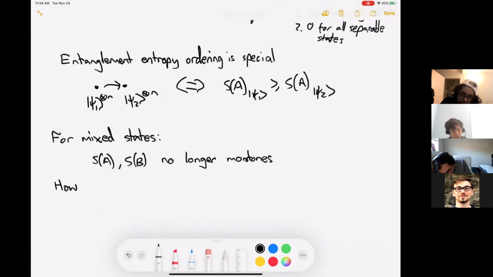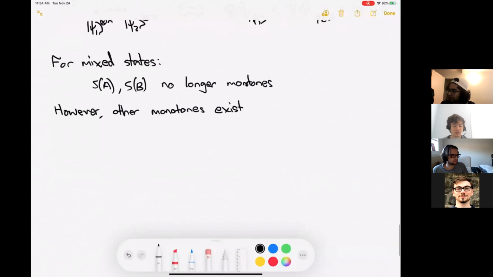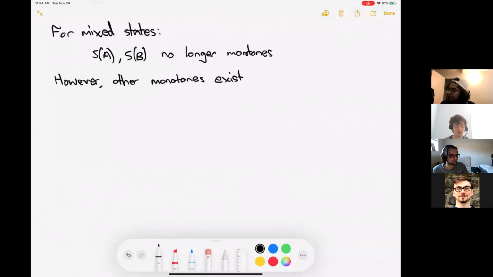However, nicely enough, it turns out that there are other quantities that are still monotones for mixed states. Several of them actually agree with the entanglement entropy for pure states. So just to list off a load of them that you might have seen or heard of vaguely before.